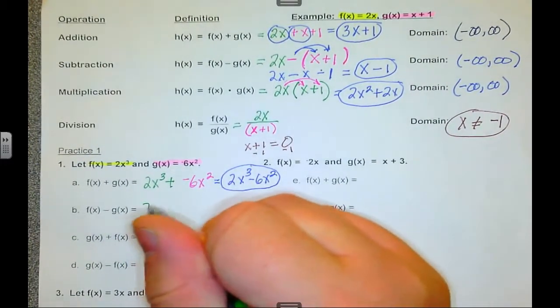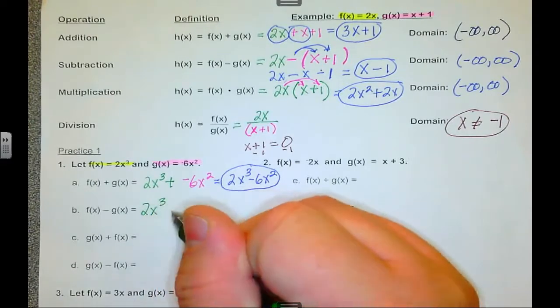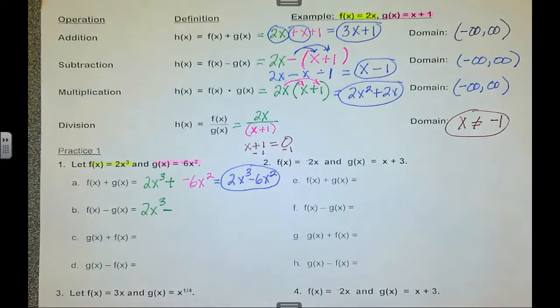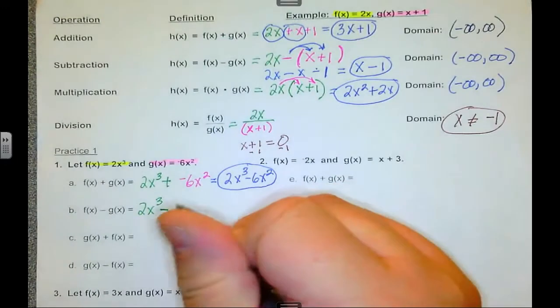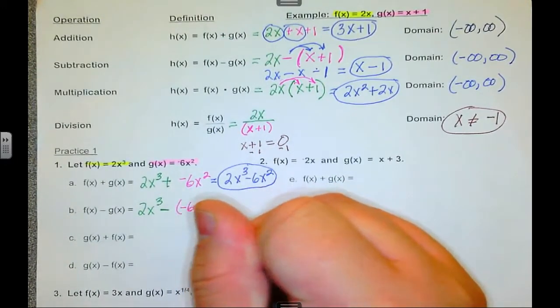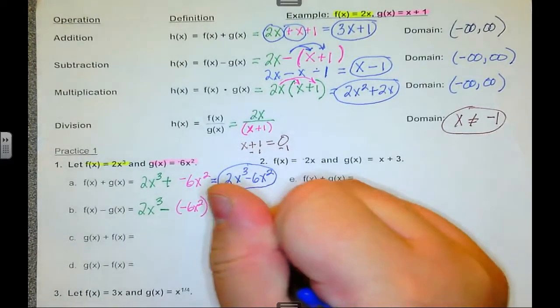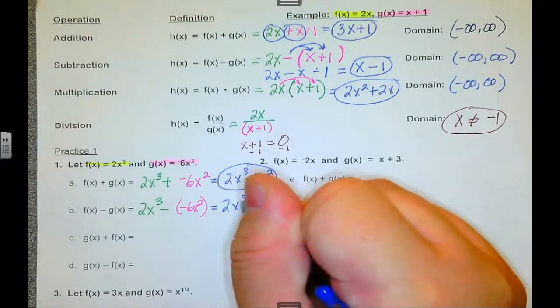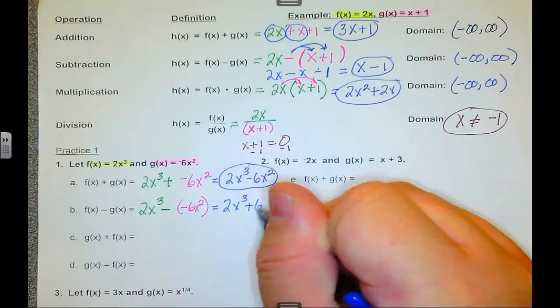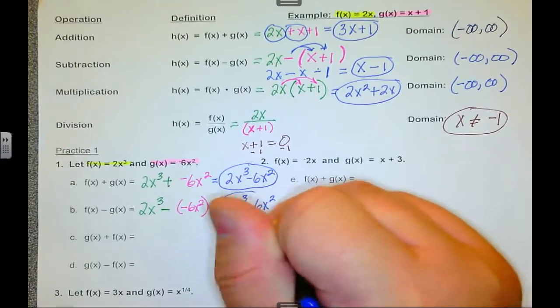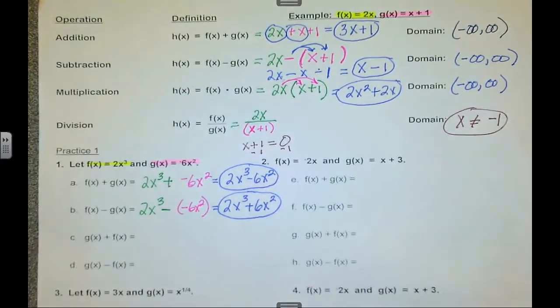Subtract. F of x is 2x cubed. Subtract the g of x, which is negative 6x squared. Simplify it. 2x cubed plus 6x squared. My answer.